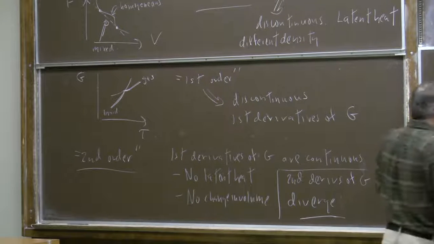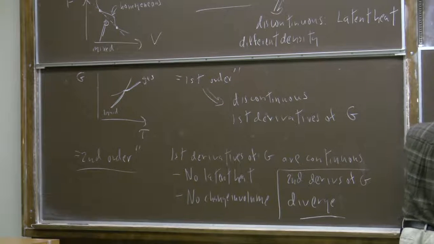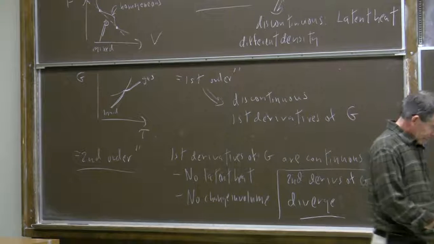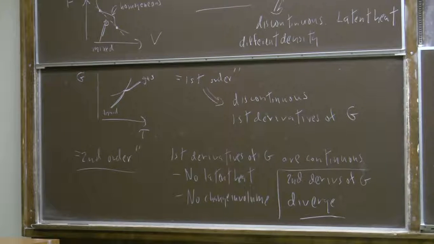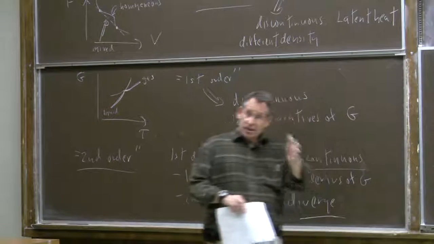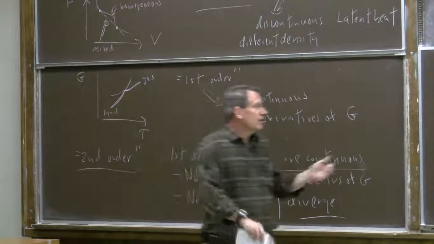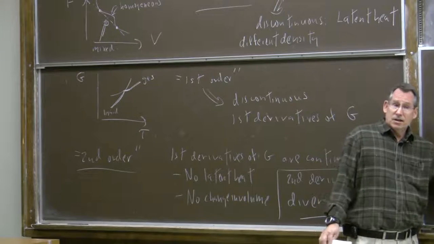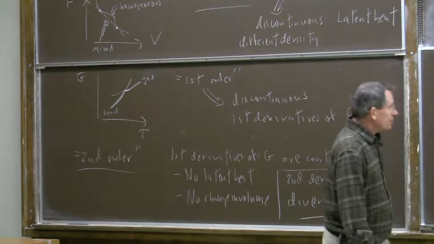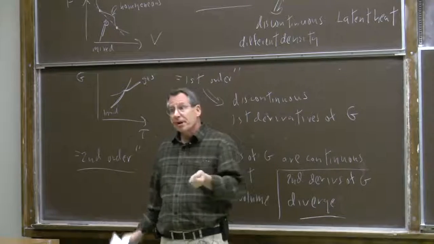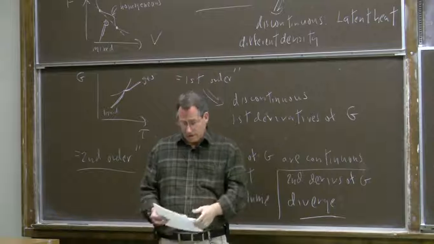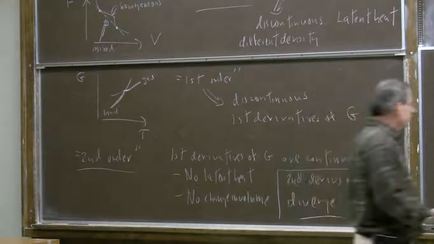And similarly, I can consider the compressibility, which I define as 1 over V times the derivative of volume with respect to pressure at constant temperature. So remember, in the stable phase, the derivative of volume with respect to pressure, or pressure with respect to volume, is negative. So the compressibility is positive. It expresses the response of the system when we apply pressure. It gets a little bit smaller when we increase the pressure.